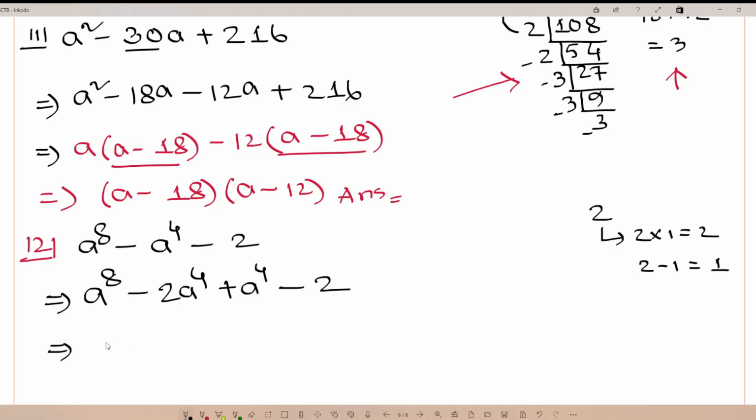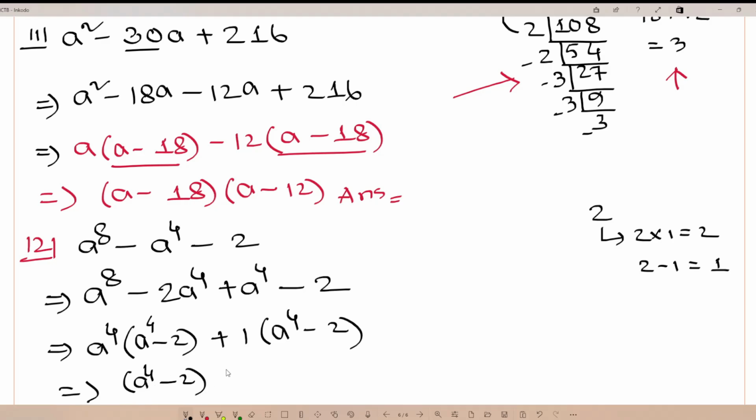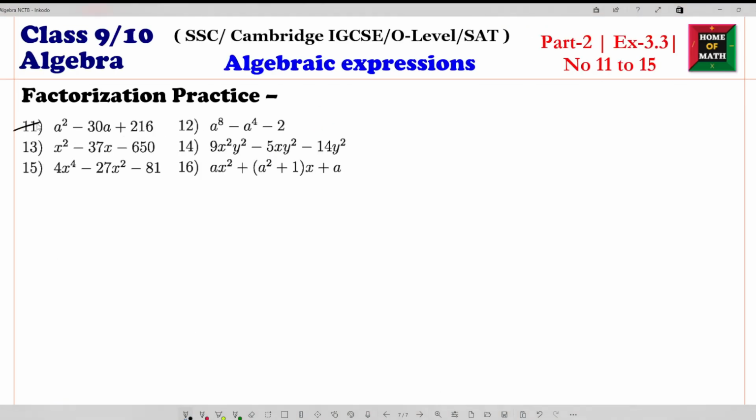Then we can take common a to the power 4. So here is a to the power 4 minus 2, plus we can take common 1, again a to the power 4 minus 2. So finally we can take common, here is a to the power 4 minus 2 and a to the power 4 plus 1, and this is our answer. So 11 and 12 done.